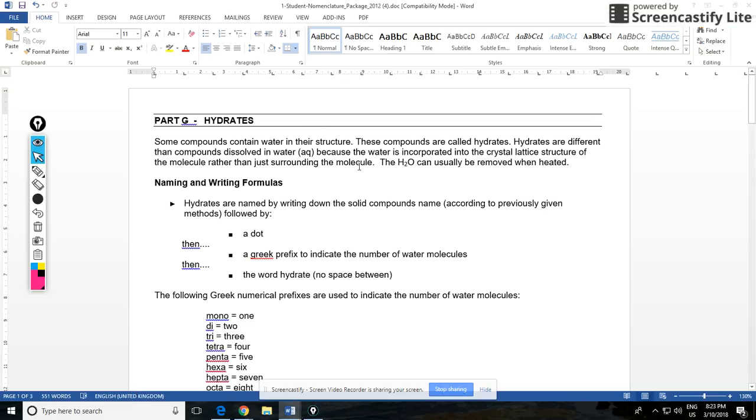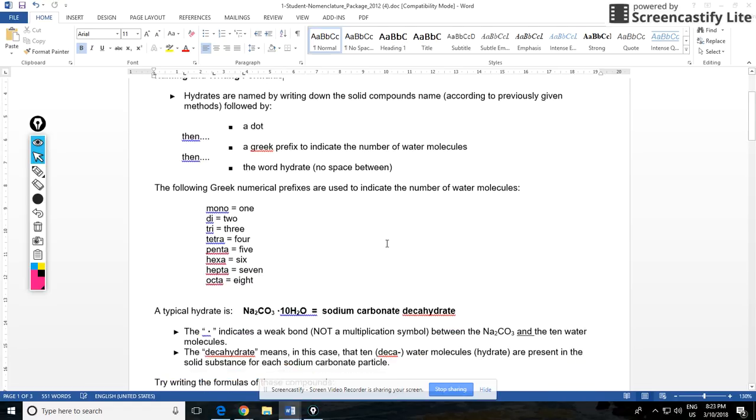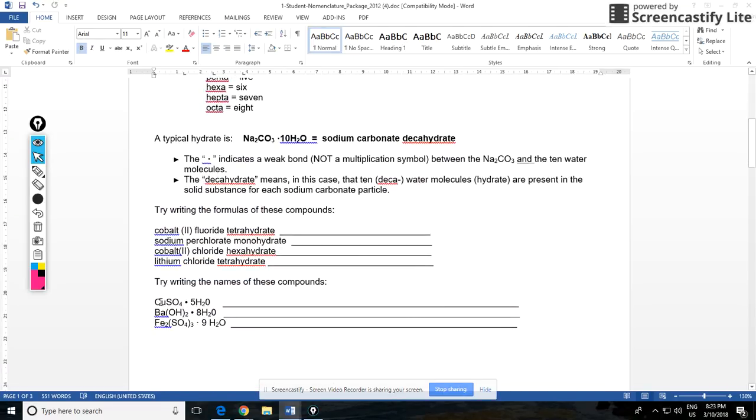In this video, we're going to see how to name and write formulas for compounds called hydrates. Hydrates are compounds that have water incorporated into their structures. So let's take a look over here, just as a quick example. Here we have something called cobalt fluoride tetrahydrate. You'll notice there's an ionic compound, cobalt fluoride, and then the word tetrahydrate after. What this means is that you have the ionic compound, cobalt fluoride, with 4 water molecules incorporated into the structure.